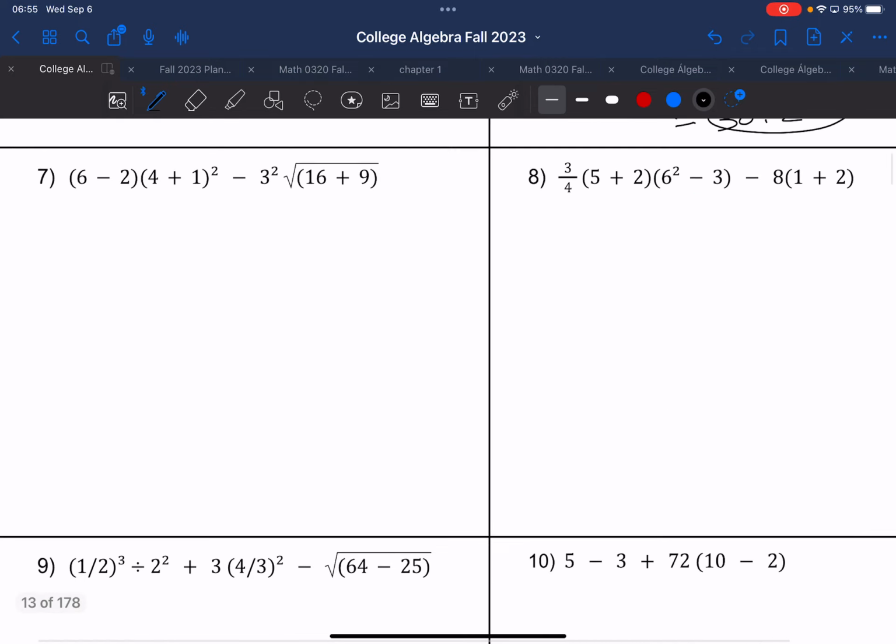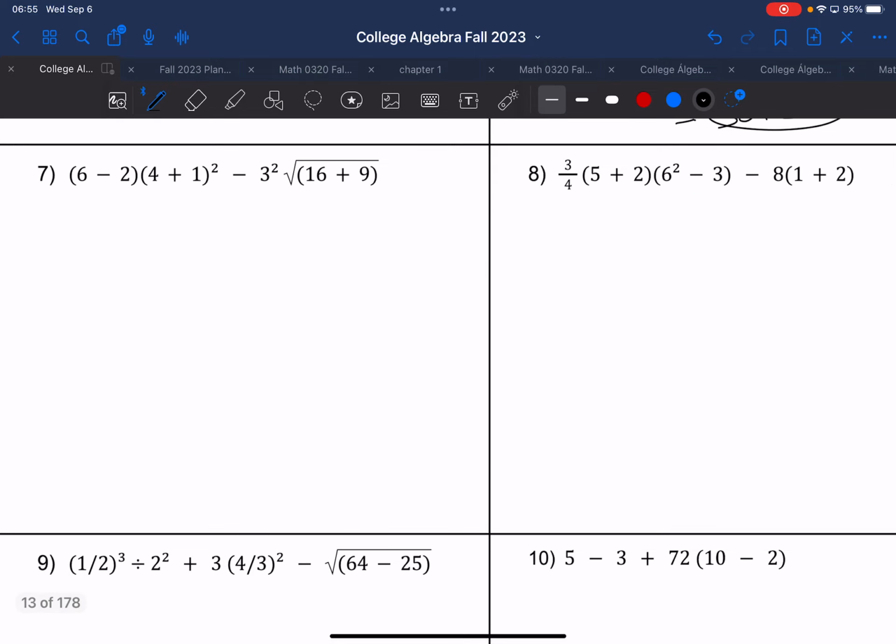Okay, now let's look at number 7. So looking through number 7, what are we going to do first? Parentheses. Good, all the parentheses. So we have 3 parentheses that we're going to simplify first. So 6 minus 2, 4. 4 plus 1, 5. What's the operation between 4 and 5? Multiplication.